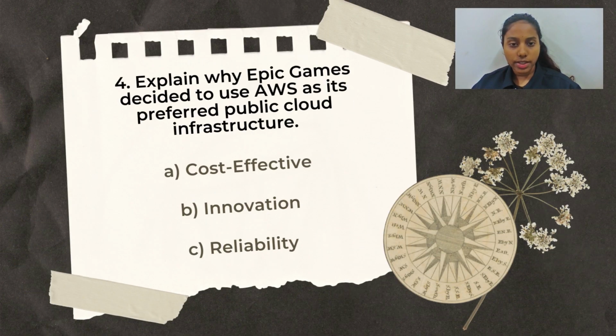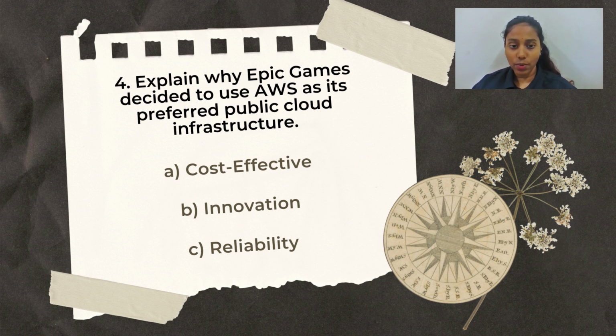The fourth question is divided into two points. The first is, explain why Epic Games decided to use AWS as its preferred public cloud infrastructure. There are three reasons. The first is cost effectiveness. The AWS pay-as-you-go model allows Epic Games to only pay for the computing resources it needs, which is cost effective and helps optimize spending.